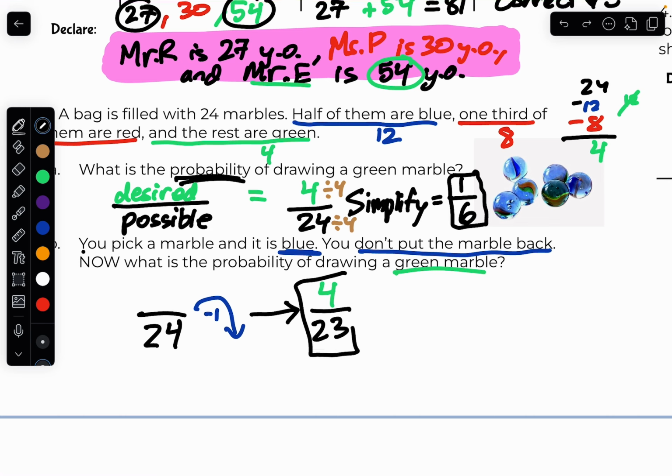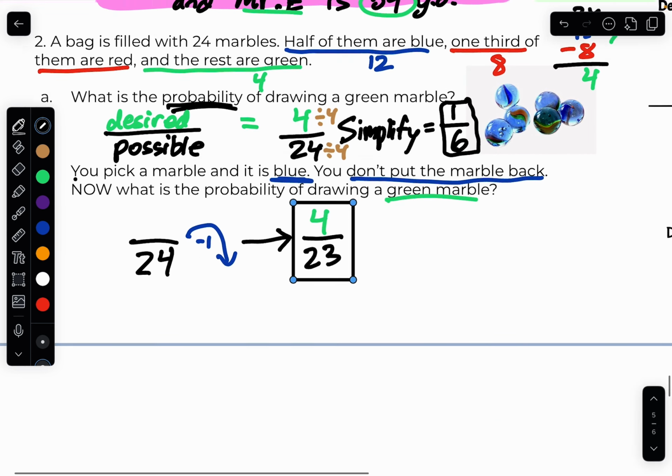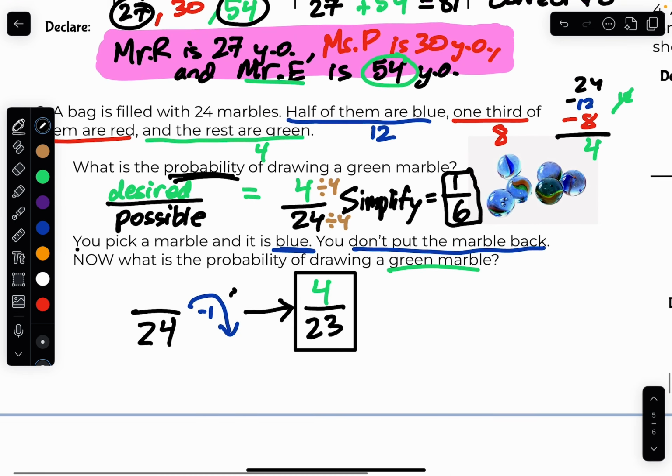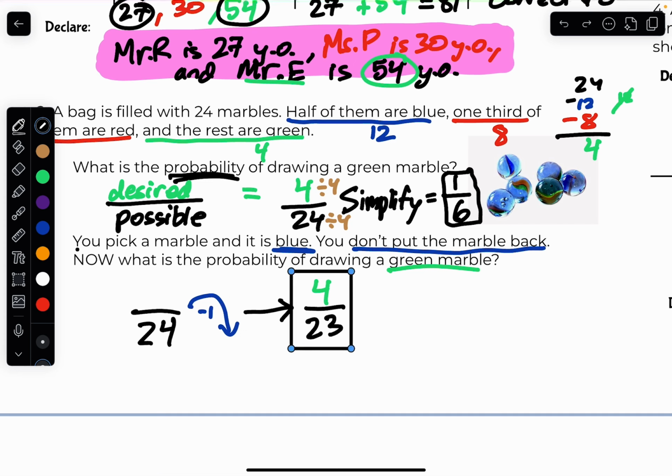Remember, for this question, it's just saying, hey, you chose one marble and you didn't put it back. What does that mean? That means there's one less marble to choose from. Let me write that down. If you didn't write that down, you can write that down. There's one less marble to choose from.